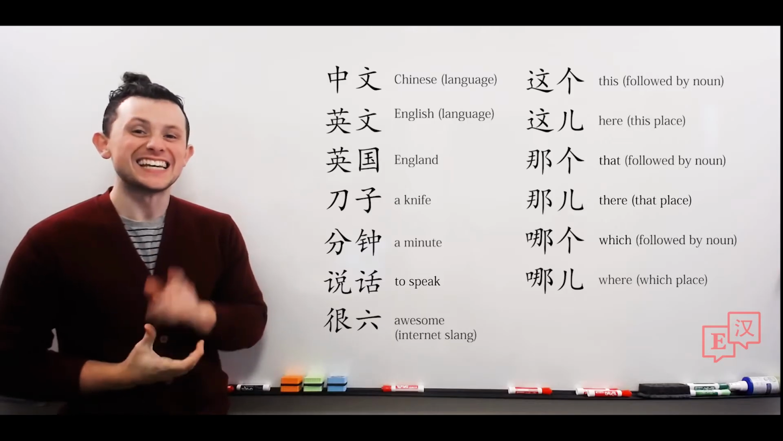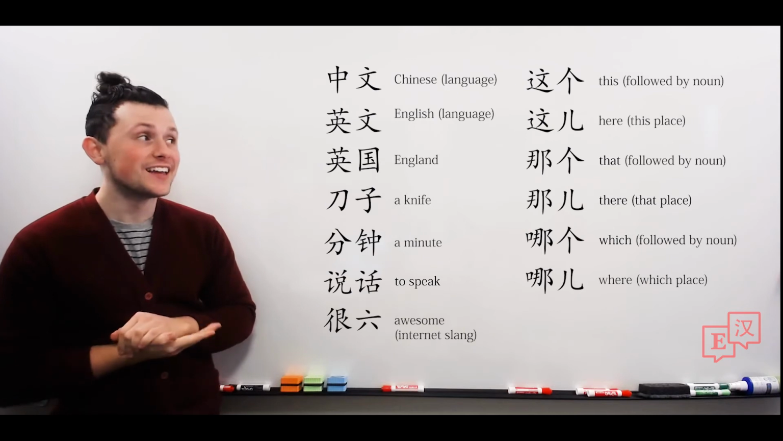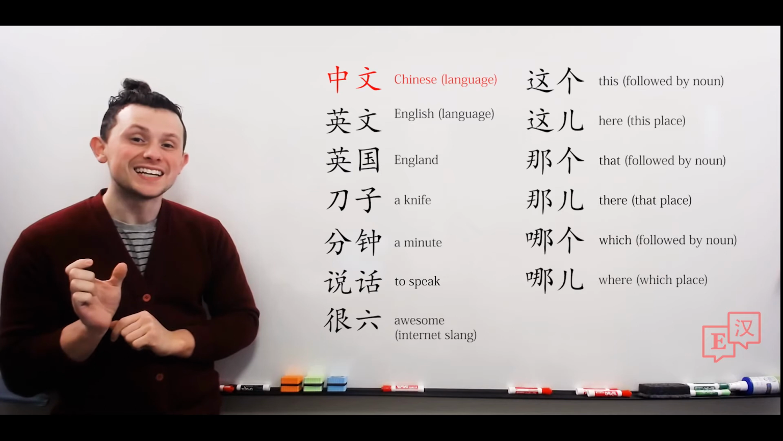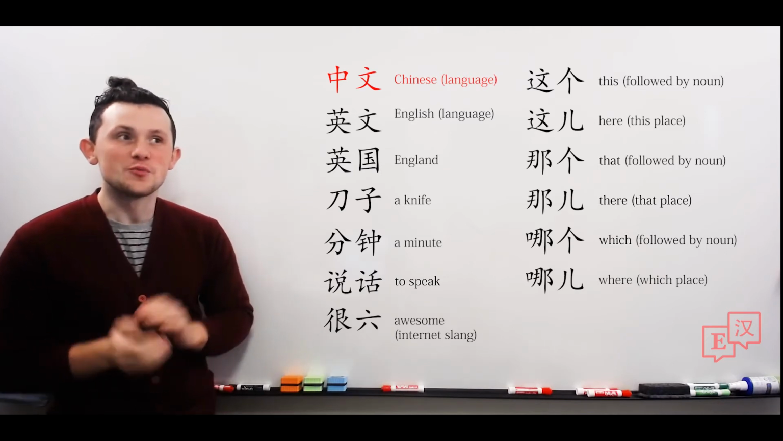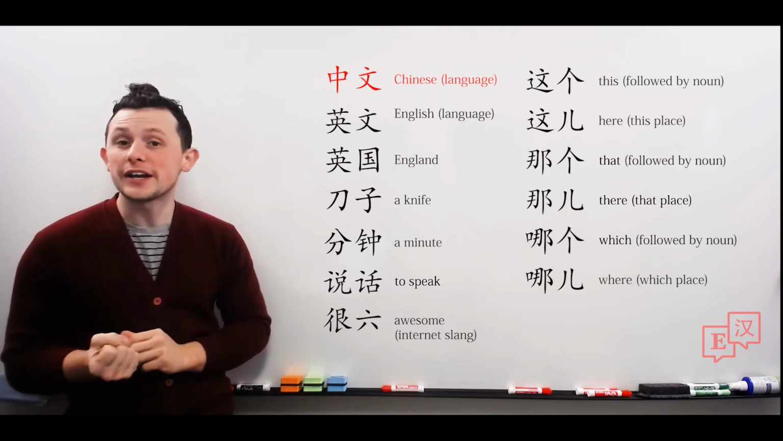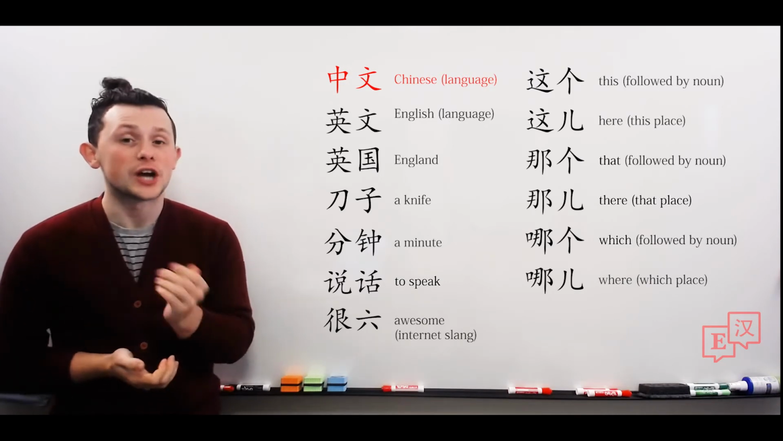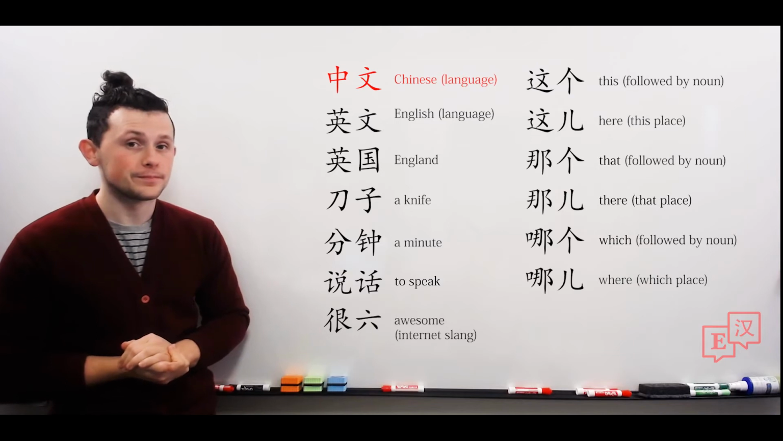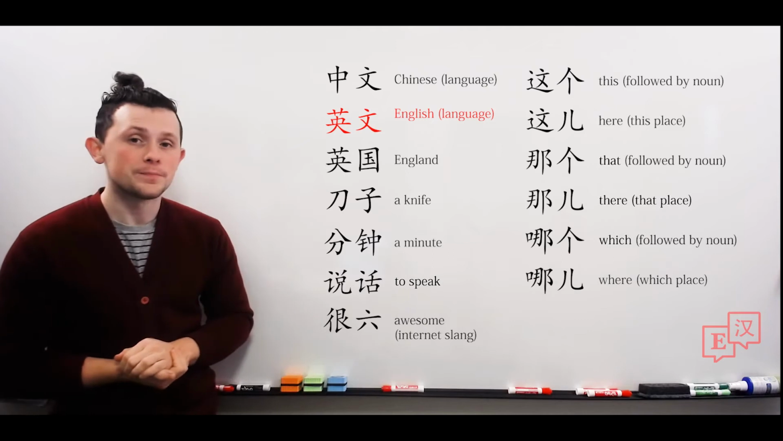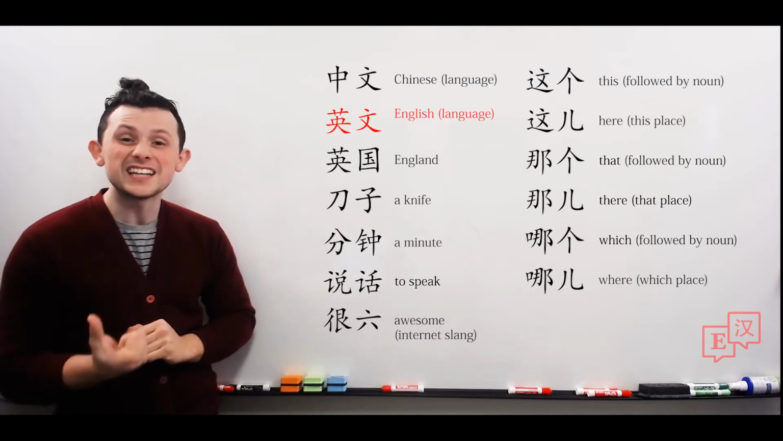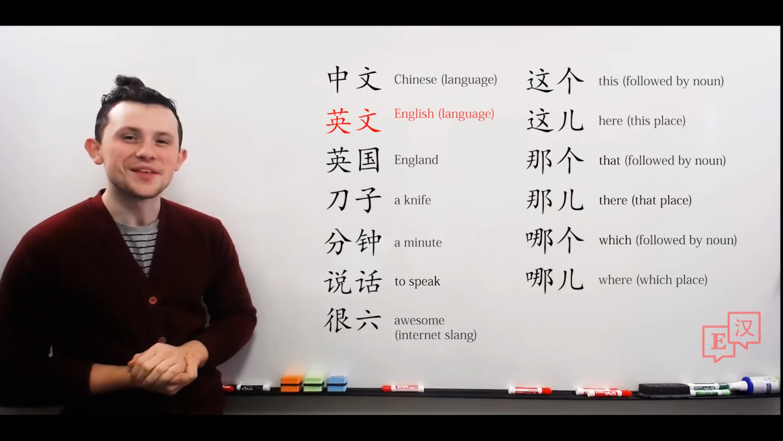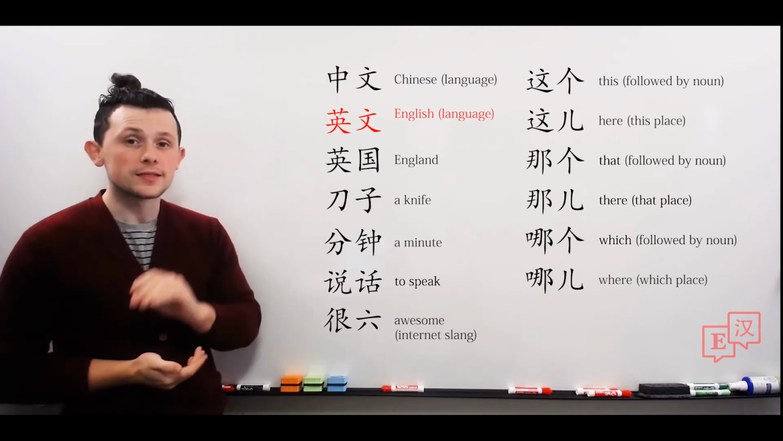今天第一个词，中文, middle language. We can finally say Chinese. Just as 中国 is China, 中文 is Chinese. Next. 英文. So English language. English as the language. 英文.